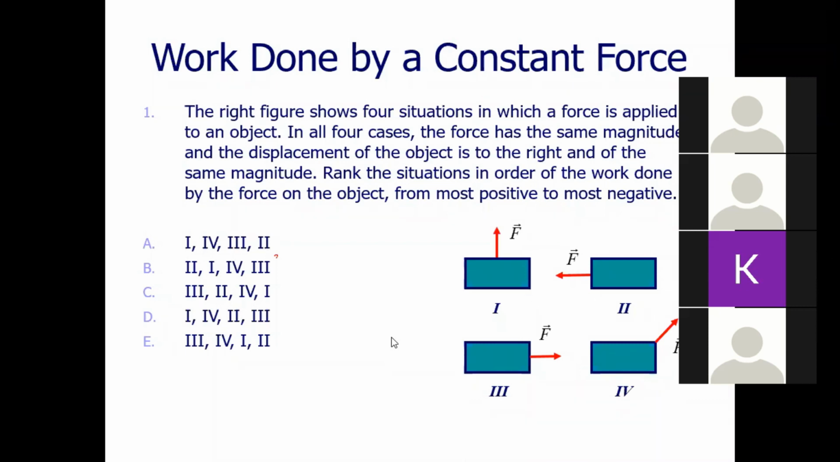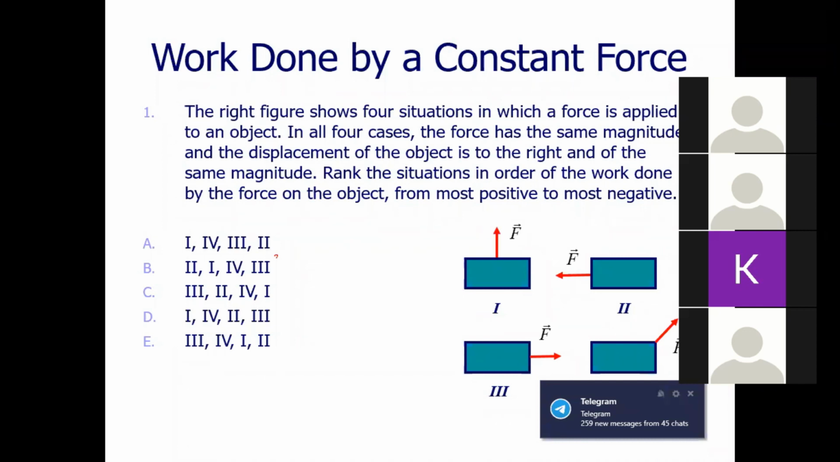Since the displacement is to the right, when you look at figure number 3, it shows the direction of the force, which is also to the right. So meaning that one is the most positive. And when you look at figure number 4, the force is at an angle, partially upwards and partially to the right. We have heard your point, sir.